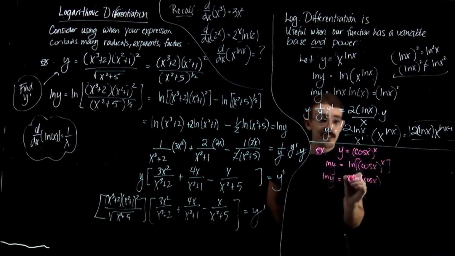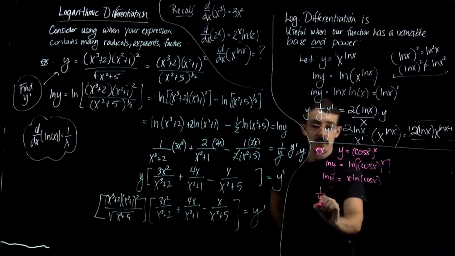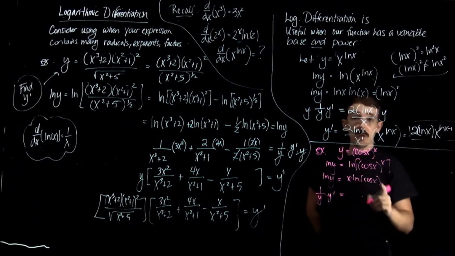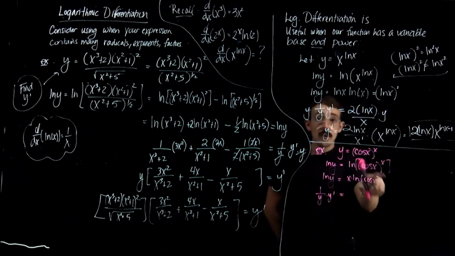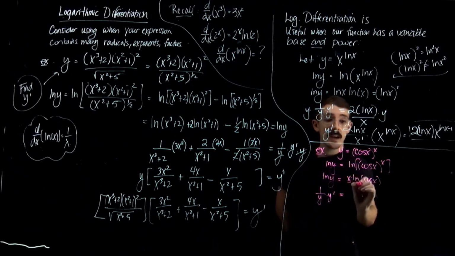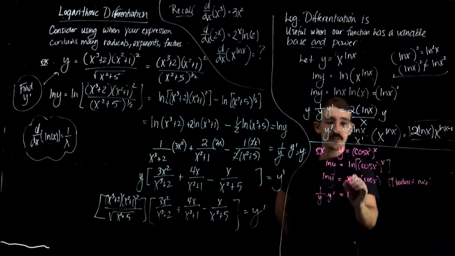Once I got it looking like this, I'm going to take the derivative of both sides. So this one, as usual, is 1 over y times y prime. What rule would I need here? The overarching rule here is product rule. I have x times ln of cosine. So derivative of the first one using the product rule. So we're using product rule. This is going to be 1. Derivative of x is 1.